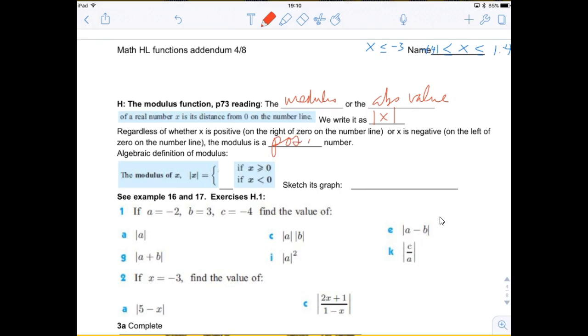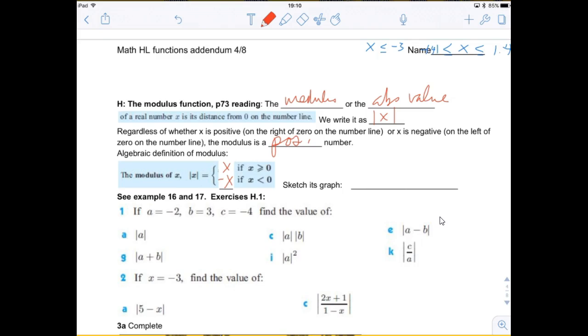Algebraic definition of modulus. So, when x is greater than or equal to 0, the modulus does nothing. It just returns x. If x is negative, if it's less than 0, then it takes the opposite of whatever x is. It's not a negative number. Negative x means that if x is like negative 3, then it's the opposite of negative 3, meaning positive 3.